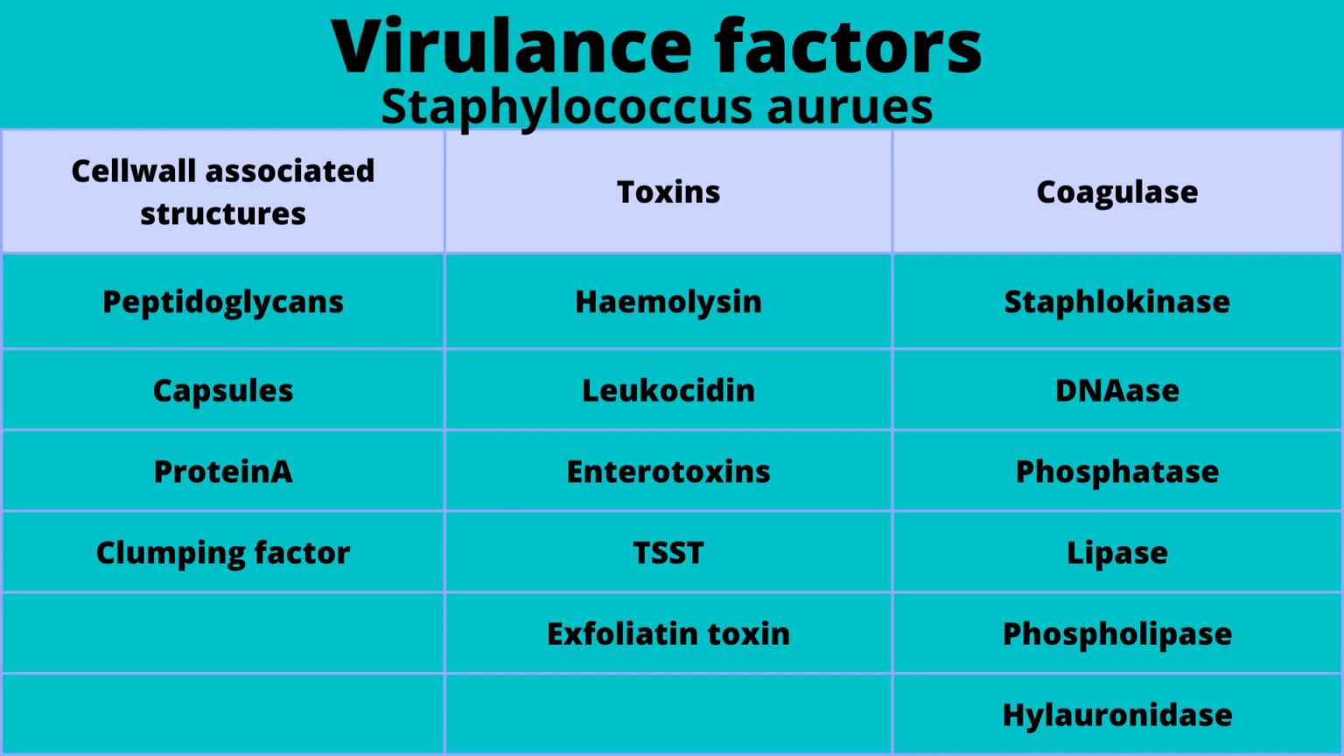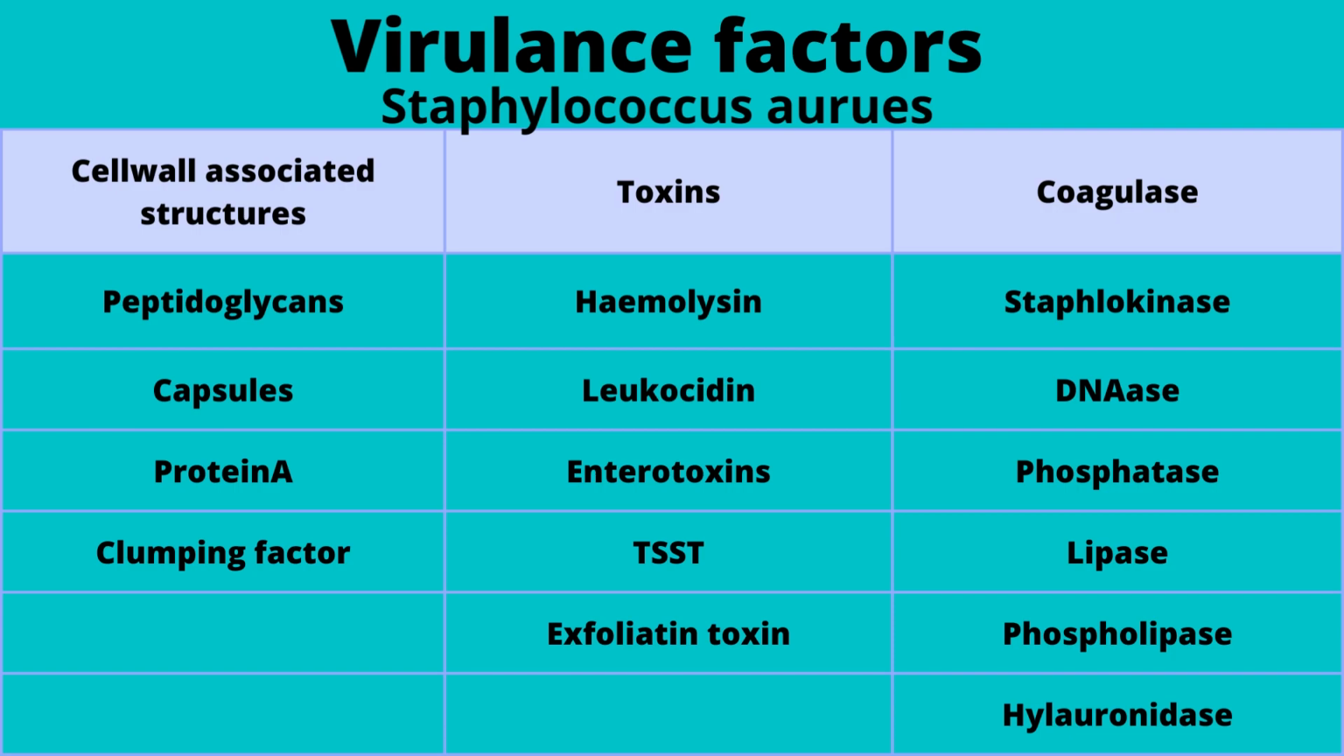In the pathogenesis of Staphylococcus aureus, there are important virulence factors that can be categorized into cell wall associated structures, toxins, and coagulases. In cell wall associated structures, the important virulence factors are peptidoglycan that has endotoxin-like properties and induces the release of various cytokines from the macrophages. Next is the polysaccharide capsule that acts as a protective coating of the bacteria.